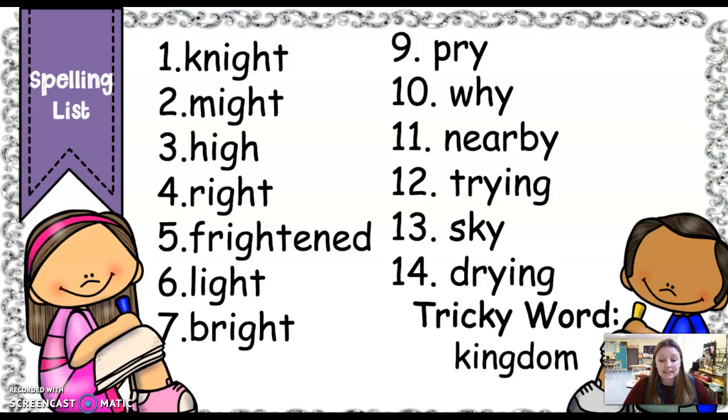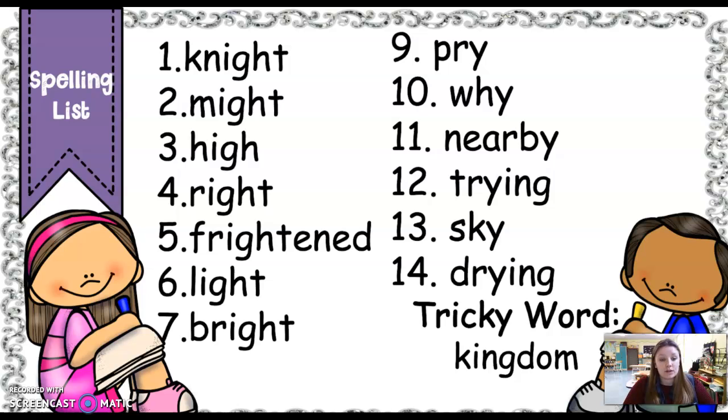Number 6, light. Number 7, bright. Number 8, I don't know where number 8 is. Number 9, pry. Number 10, why. Number 11, nearby. Number 12, trying. Number 13, sky. Number 14, drying. And number 15, our tricky word this week is kingdom.